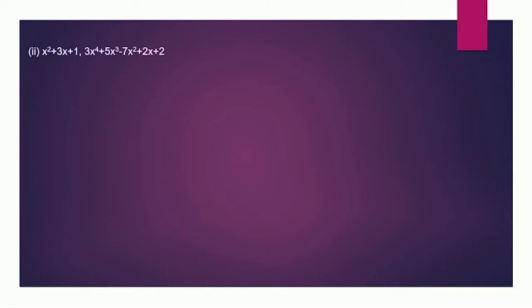Now moving on to the second problem, we have x square plus 3x plus 1, and the second polynomial as 3x to the power 4 plus 5x cube minus 7x square plus 2x plus 2. When we divide, we will get it like this, and now the same procedure follows. We have to divide this 3x to the power 4 by x square, we will get 3x square.